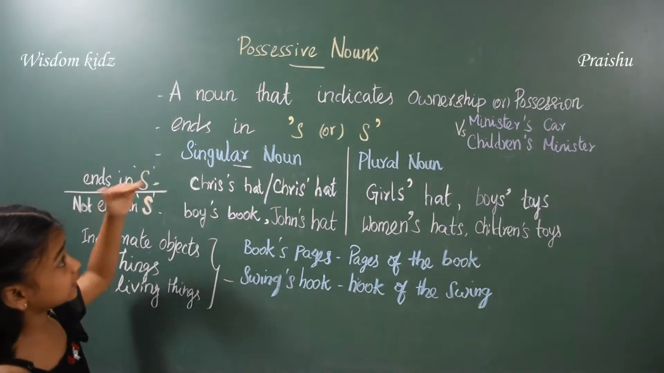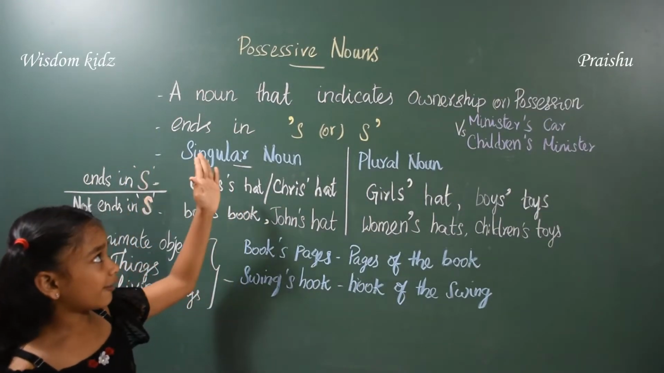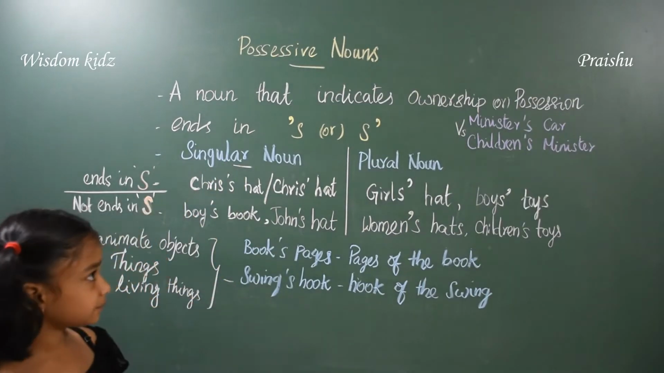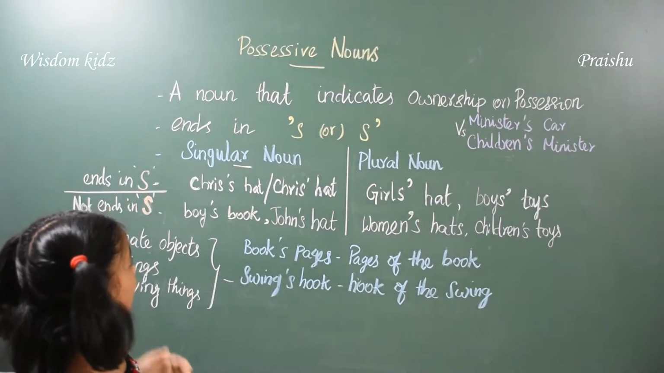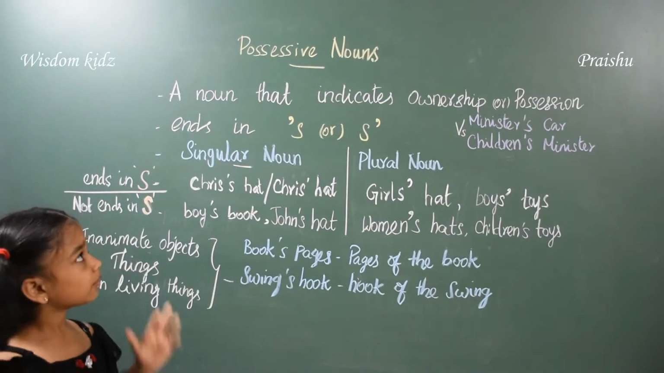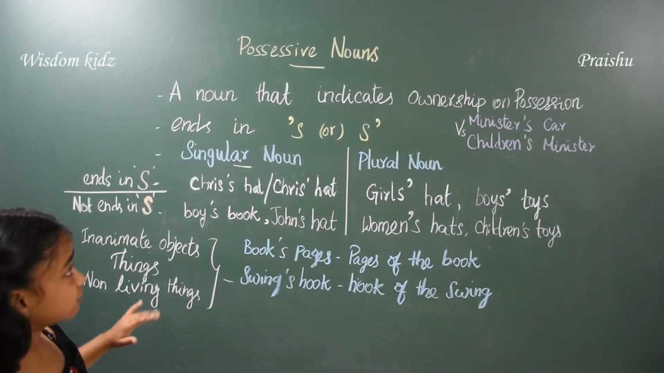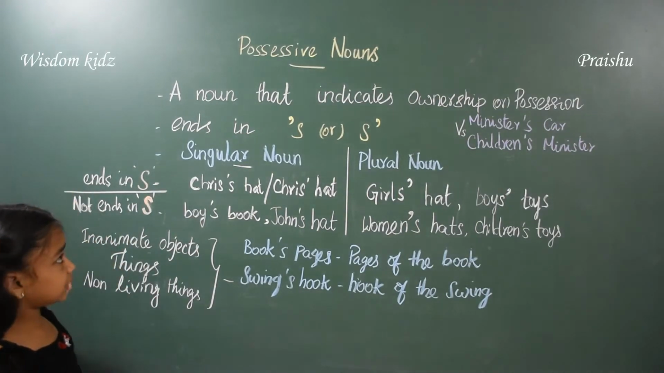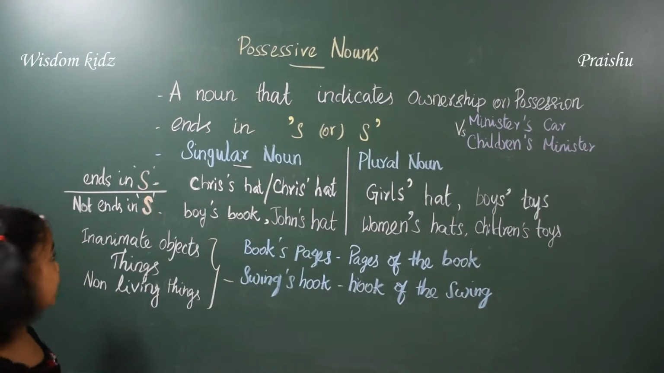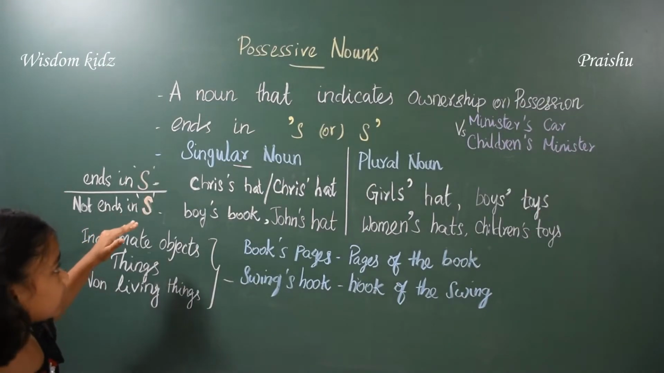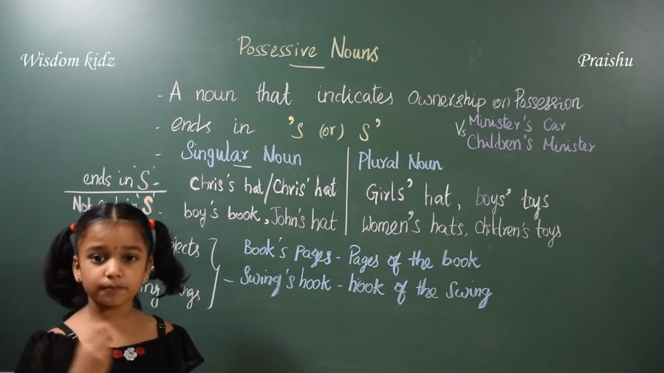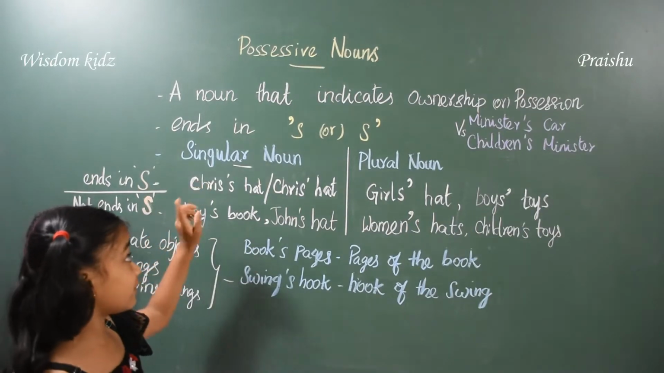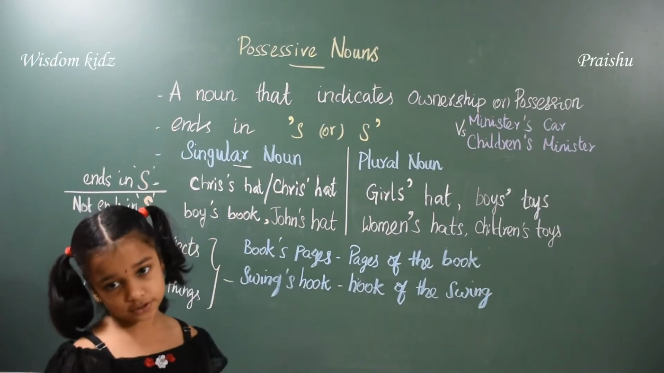Possessive nouns always end in apostrophe s or s apostrophe. Now we'll see some rules for possessive nouns. First we'll see singular. If the singular possessive noun ends in s, we can write it in two ways. We can add apostrophe s or s apostrophe.